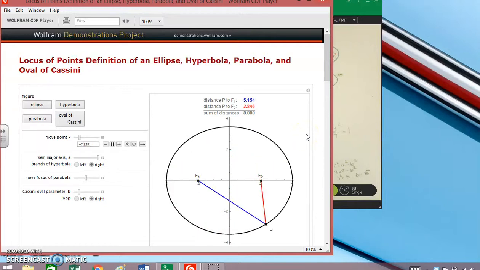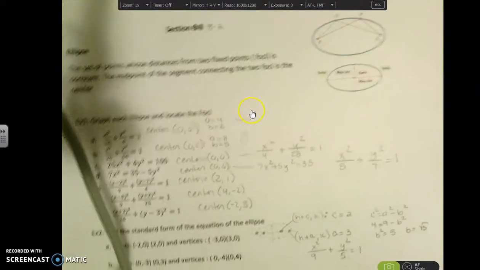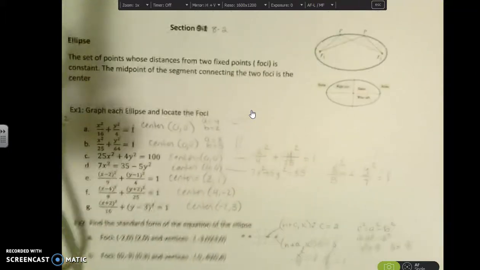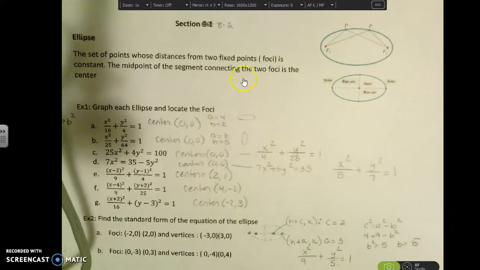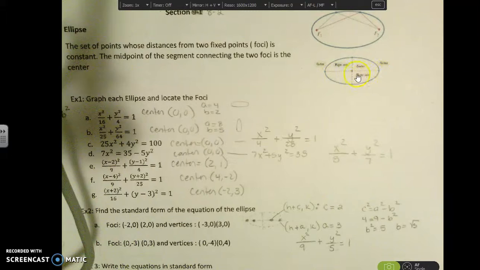So that gives you a really good idea of how the foci are used, and we talked a little bit about it in class in terms of what the foci are. So the ellipse, we already talked about, is the set of points formed by that distance between the foci and any point on the graph, and that is a constant distance all the way through there. The major axis is always the larger axis, and the minor is always the shorter axis.